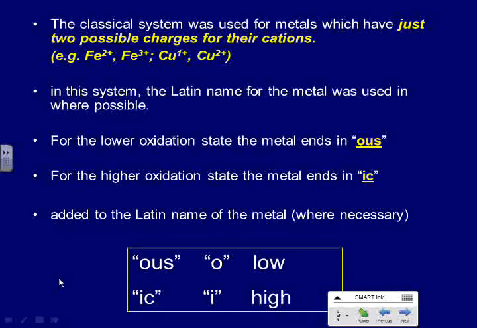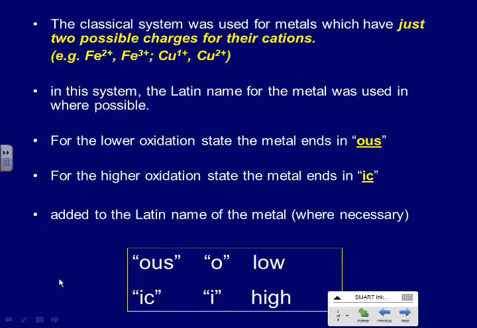Again, where does the us and ik ending come from historically? I don't know. Chemists, though, sometimes when we have to learn something that we don't know the background for, make a silly little saying. And our silly little saying for this is us, O, low; ik, I, high. Ik starts with I, you think of the high one. Us starts with O, you think of the low one.